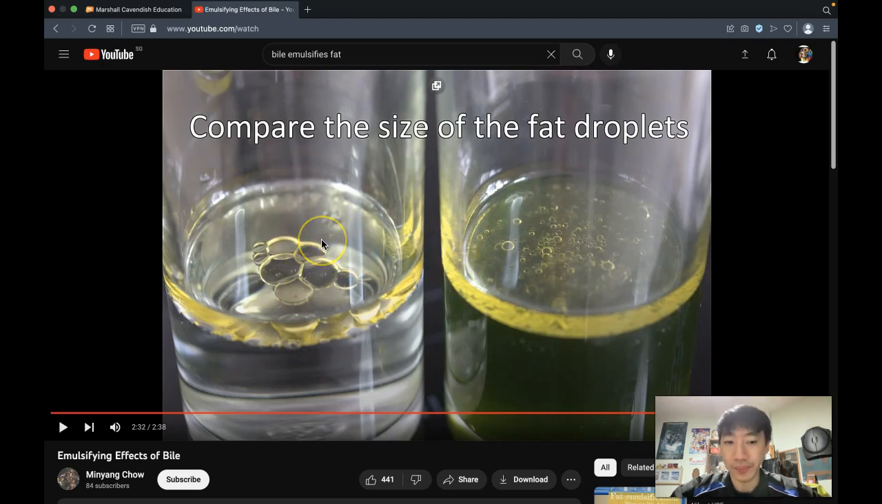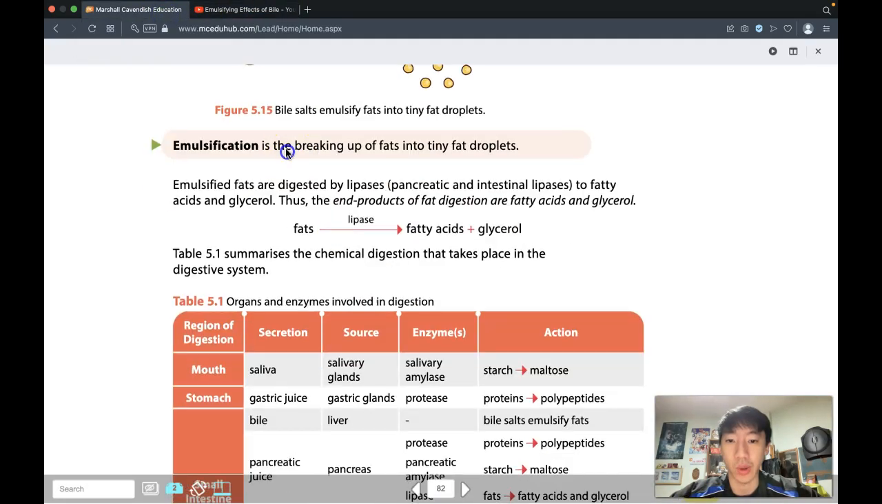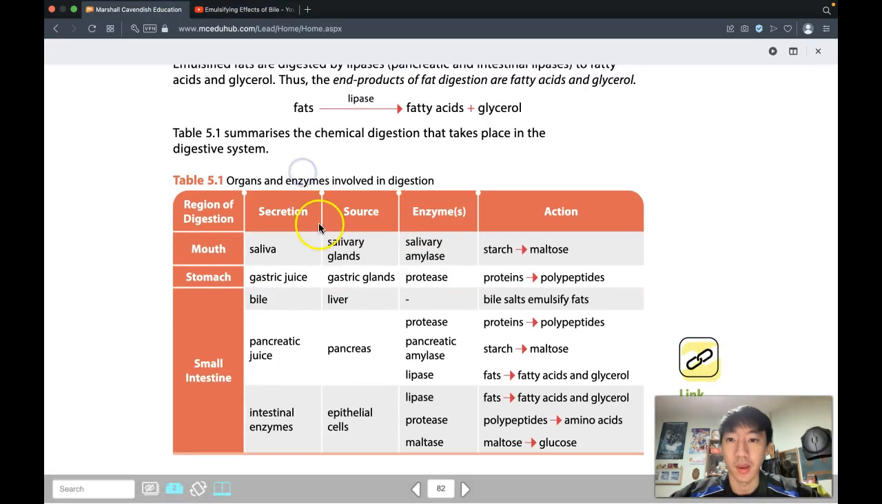The BAO will emulsify large fat droplets into smaller fat droplets. This increases the surface area to volume ratio, and so that increases the efficiency of the lipase enzyme that can digest the fats. Alright, so let's quickly talk about this table here.